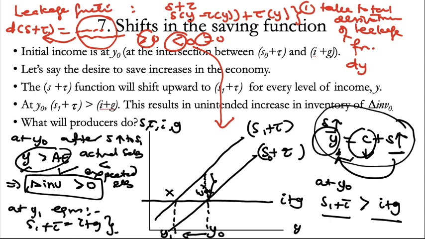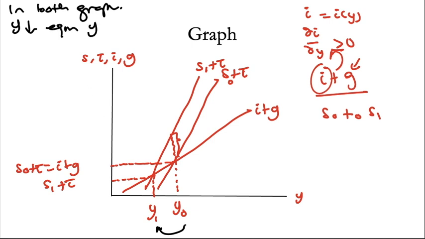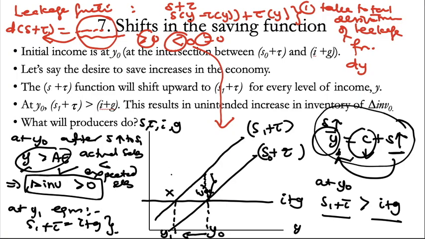But then there's a significant difference between this graph and this graph. We know that in both graphs we can see income decreases. The decrease in income that I'm referring to is equilibrium income. As you can see, equilibrium income decreases from Y0 to Y1. The same happens here, Y0 to Y1.